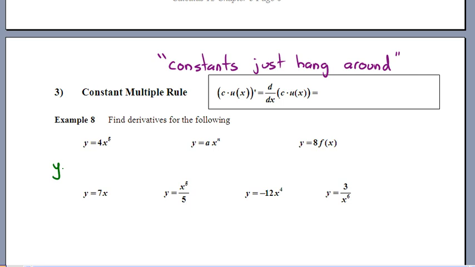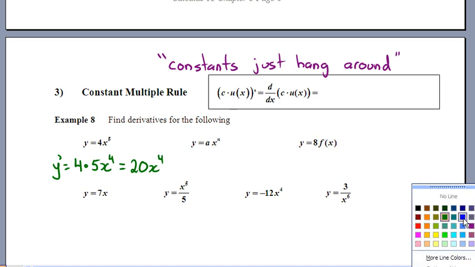So the derivative for this thing, well, that 4 is just going to float around, and then you do the derivative of the x to the 5th. Well, that would be 5x to the 4th. And yeah, you can write that as 20x to the 4th. So that 4 out front was just kind of hanging around. Then the 5 comes down, bumps into it, and turns it into a 20.